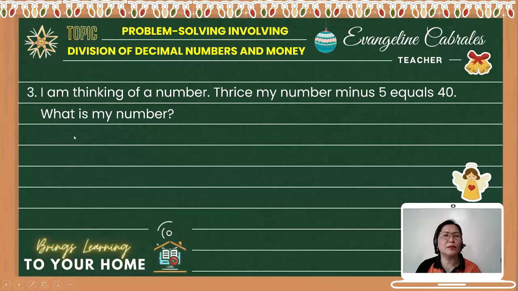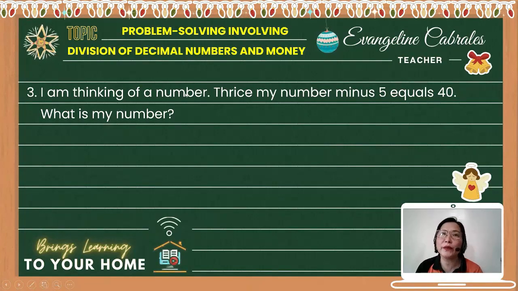Oh, how about number 3? I am thinking of a number. Thrice my number minus 5 equals 40. What is my number? May iniisip daw akong number. So, let us represent it with an X. Thrice my number. So, yung X ay itatrice mo. So, how are you going to do it? Ano ba ang operation na gagamitin kapag sinabing thrice my number? And then, pagkatapos, ima-minus mo pa yung 5 sa kanya at ang magiging sagot ay 40.